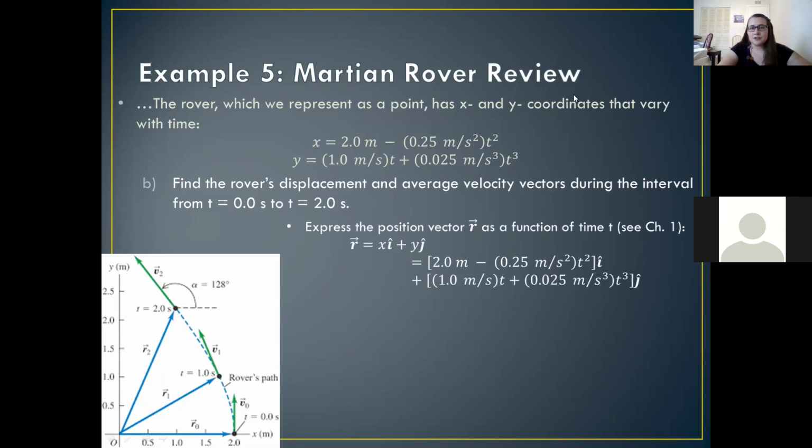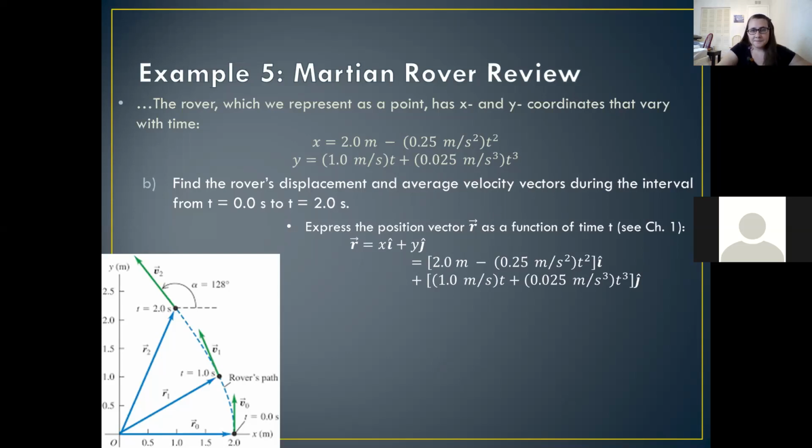Express the position vector r, and again, we denote vectors as a bold italic letter with an arrow on top, just to show that the direction matters for a vector. So express that position vector r as a function of time. And I put chapter 1 there because we talked about how to write vectors and magnitudes and directions and that sort of thing. We talked about all of that in chapter 1. And so those notes are there for you on Canvas.